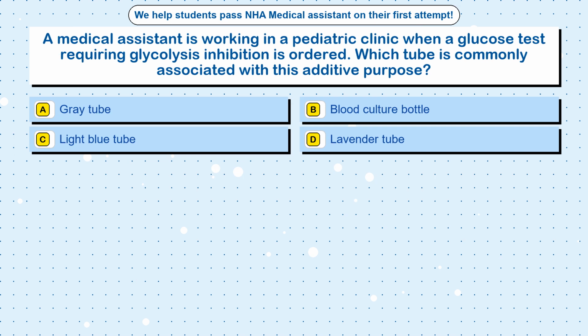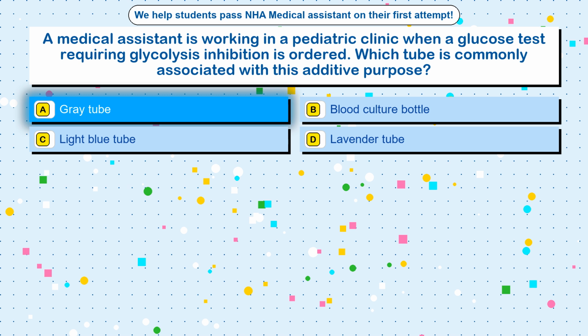Question 92. A medical assistant is working in a pediatric clinic when a glucose test requiring glycolysis inhibition is ordered. Which tube is commonly associated with this additive purpose? Option A, gray tube. Option B, blood culture bottle. Option C, light blue tube. Option D, lavender tube. The correct answer is option A, gray tube.